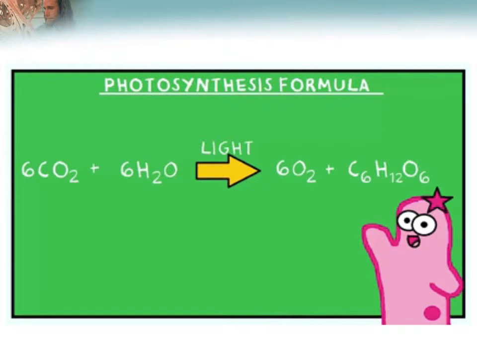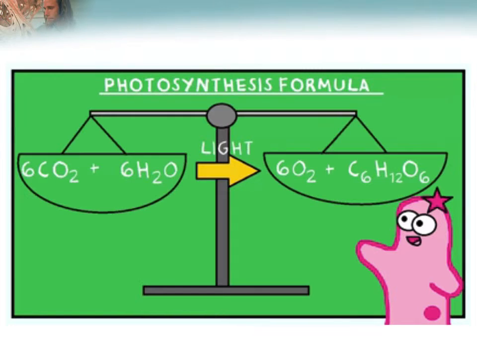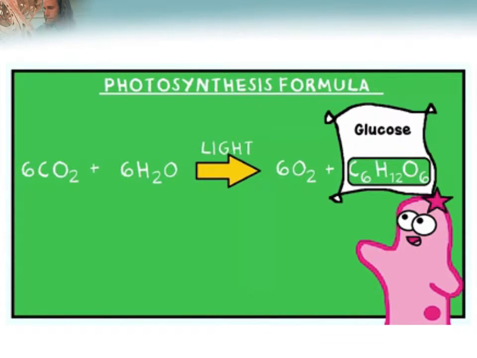Now sometimes the formula is written a little differently. Technically, it needs to be balanced, and sometimes light is written on top of the arrow just to show that it's in the presence of light, so it may instead look like this. The C6H12O6, that product, it's a sugar, specifically glucose.